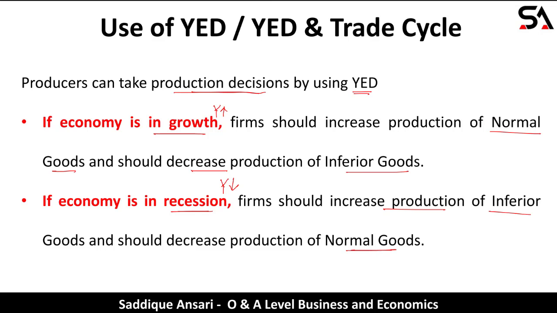And production decision can be taken on the basis of using two values. Number one, the value of income elasticity of demand, and number two, the state of economy, whether economy is in growth or economy is in recession.